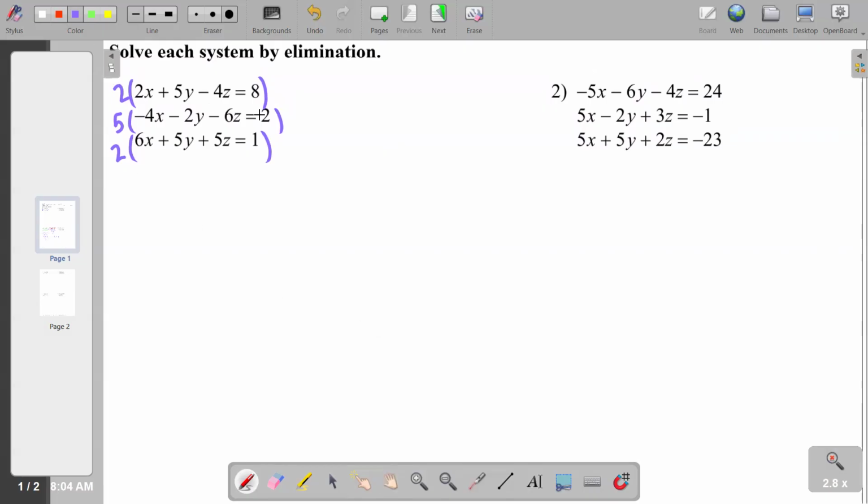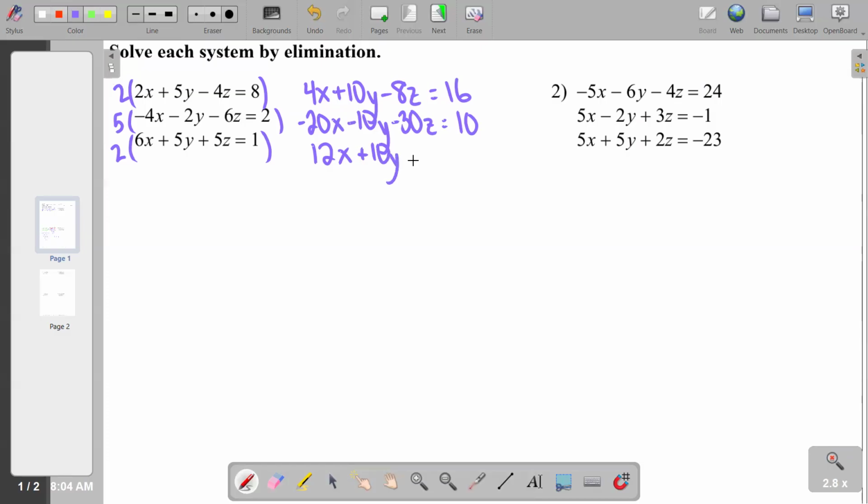So the top row is going to be 4x plus 10y minus 8z equals 2 times 8, 16. Middle row is going to be negative 20x minus 10y minus 30z equals 10. And then bottom row is going to be 12 of those plus 10 of those plus 10 of those equals 2. So the system's prepped.